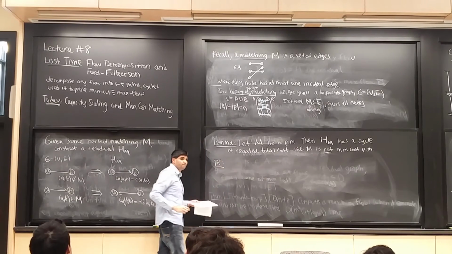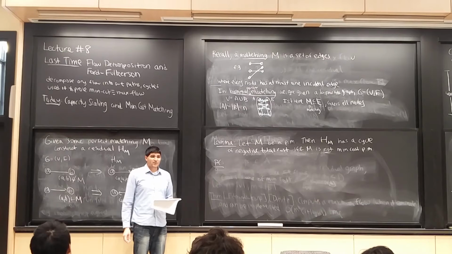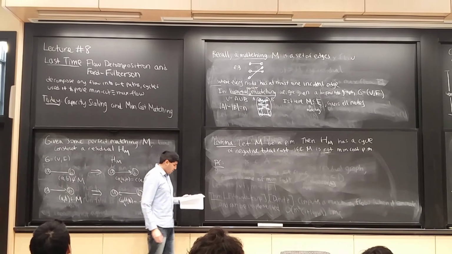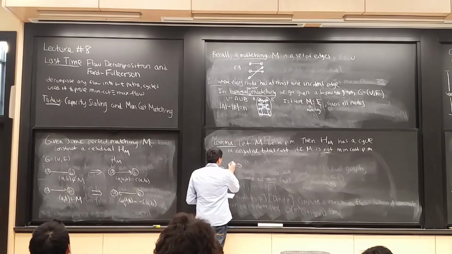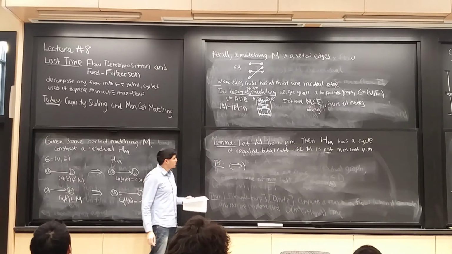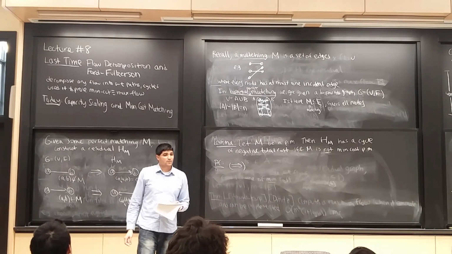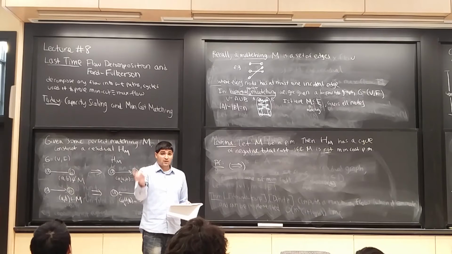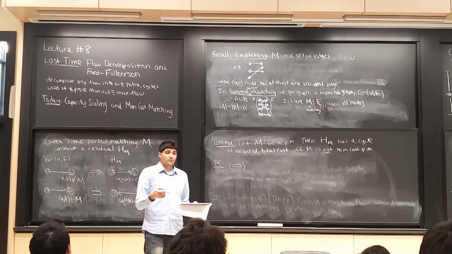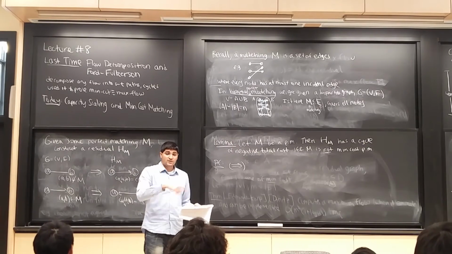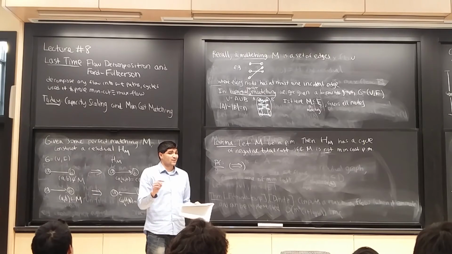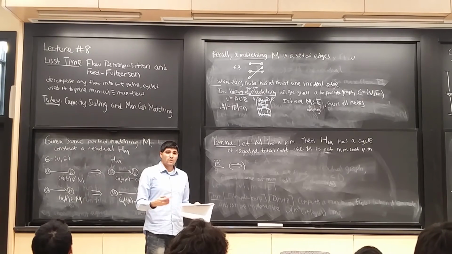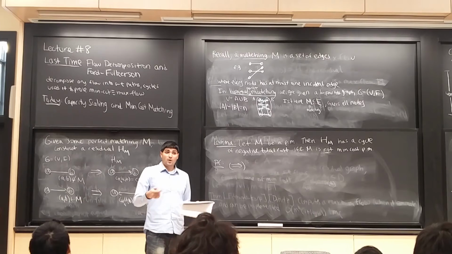So one direction's pretty easy. Can anyone tell me how you go about proving the forward direction? That if M is a perfect matching, and it has a cycle in this residual graph, which the total cost summed over those edges in that cycle is negative, why should we be able to make the matching still perfect, but a lower cost perfect matching?